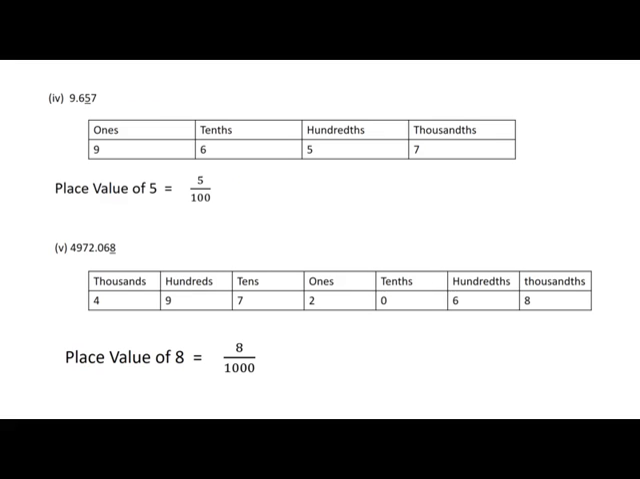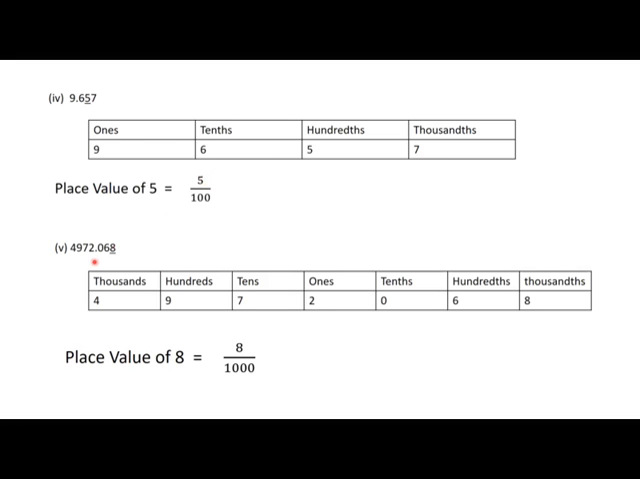Third one is homework, and fourth one, 9.657. 9, that is ones place. So only ones place. So 9. After the decimal, 6, that is tens place, and then hundreds, and then thousands. So tens place 6, hundreds place 5, thousands place 7. In hundreds place 5. So the place value of 5 is 5 by 100.